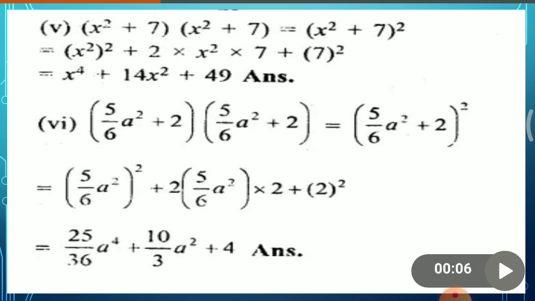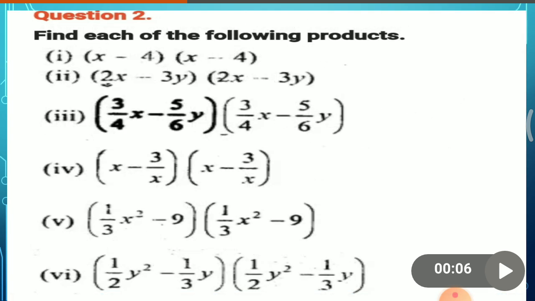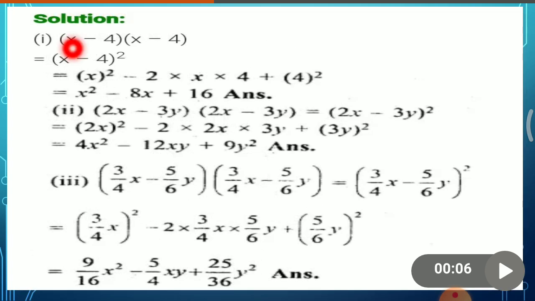Now question number 2 is: find each of the following products x minus 4 and in another bracket x minus 4. Means this is only the question. In the next slide I will show you the answer. So the answer is here: x minus 4 and in another bracket x minus 4. You write it as x minus 4 whole square and after that you start solving by the formula of a minus b whole square. Okay.